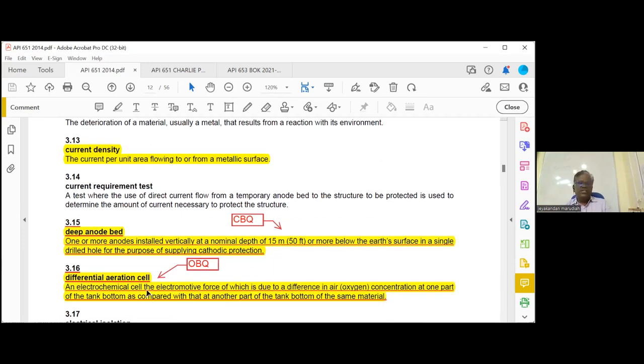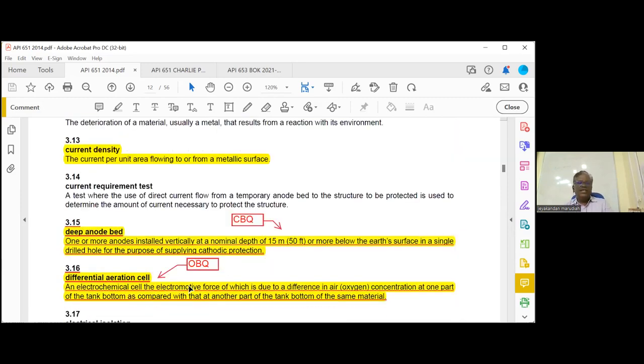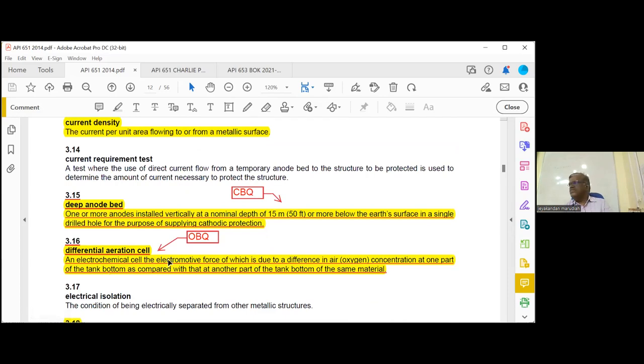Then differential aeration cell, that is also open book. The electrochemical cell set up by a difference in oxygen content, one part of the tank as compared to another. That is called a differential aeration cell, and the concentration corrosion cell, both are the same. The only thing is, the form of localized corrosion is called concentration corrosion, and differential aeration is where the gap is. Both are the same.